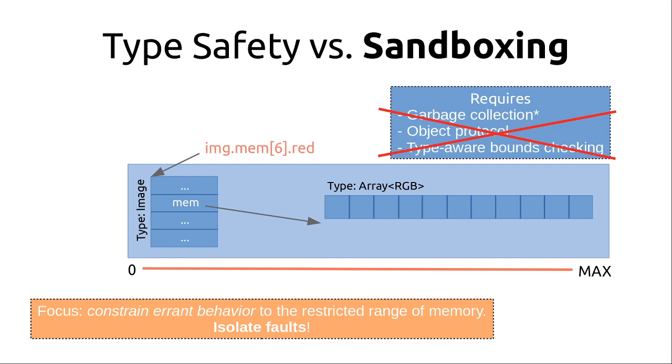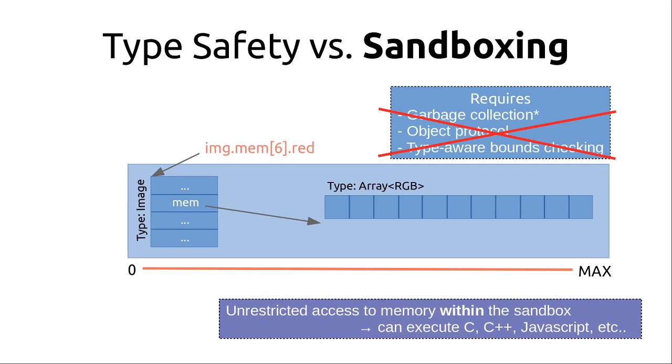The focus of software fault isolation is then to constrain the errant behavior of the system to the restricted range of memory within the sandbox. This isolates the faults that the sandbox may exhibit from the outside system, but allows the sandbox to do essentially whatever it wants within that sandbox. This unrestricted access to memory within the sandbox is key for embedded systems because it means that we can actually execute unsafe code such as C, C++, and even safe code or well-typed code at the very least, such as JavaScript, Java, etc., within the sandbox because we don't require large runtime assumptions.